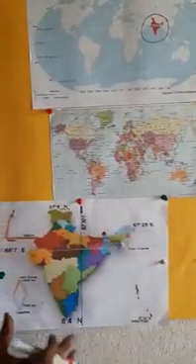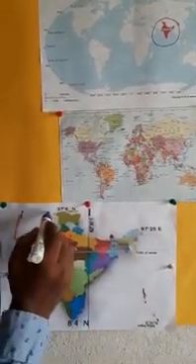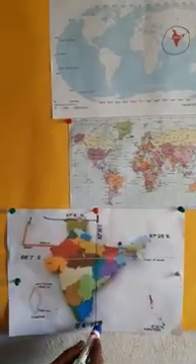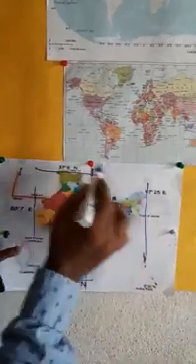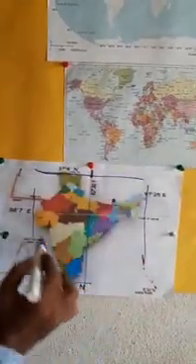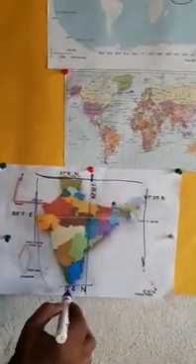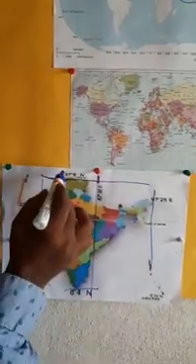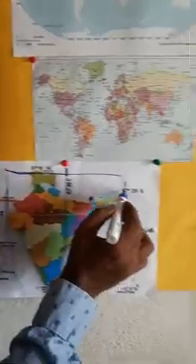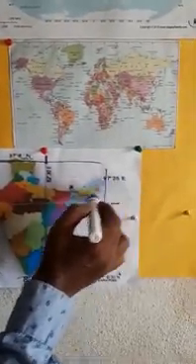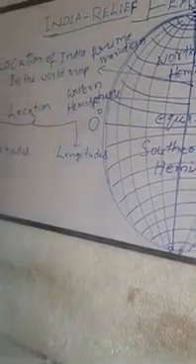This is the location of India. Once you see, this is the grid. So India is located in this grid: 8 degrees 4 minutes, 37 degrees 6 minutes, 68 degrees 7 minutes, 97 degrees 25 minutes in the east. So this is the location of India in the world.